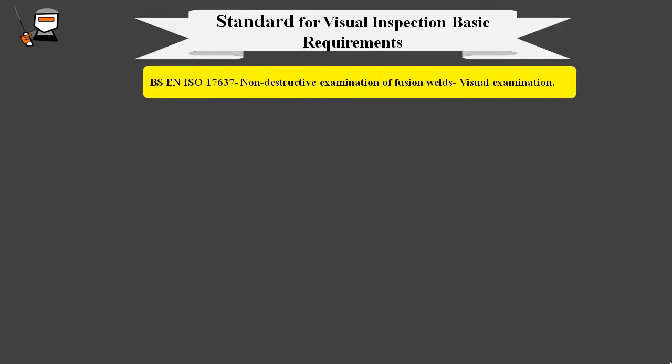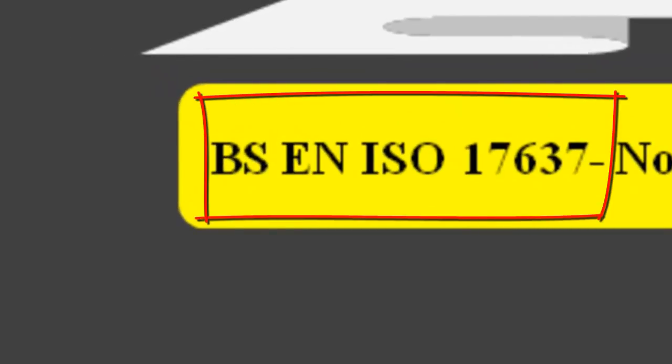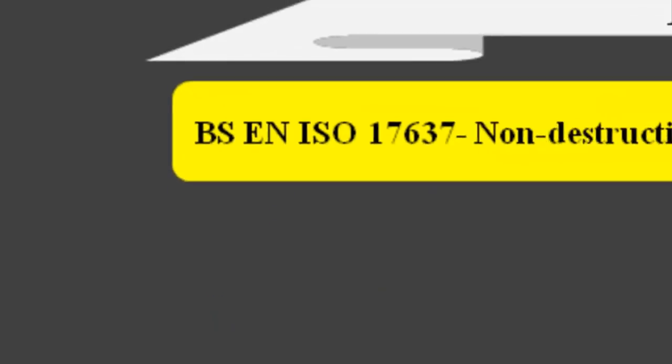ISO 17637 specifies the visual testing of fusion welds in metallic material. It may also apply to visual testing of the joint prior to welding. You should remember the name of this standard from the CSWIP exam point of view. They can ask you which standard is used for visual examination of fusion welds. The answer will be ISO 17637.